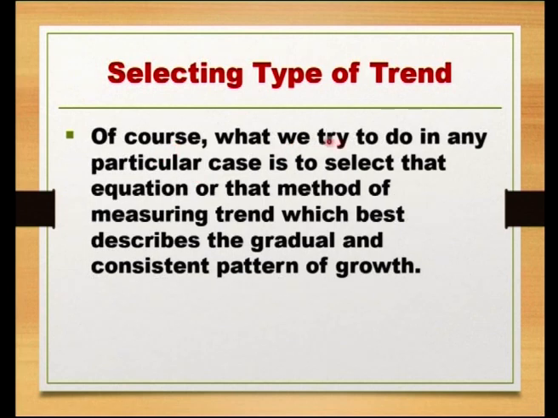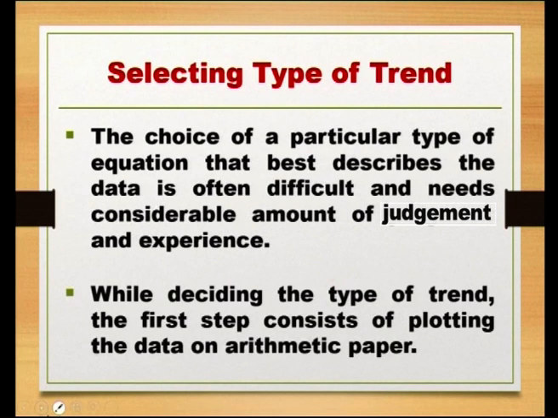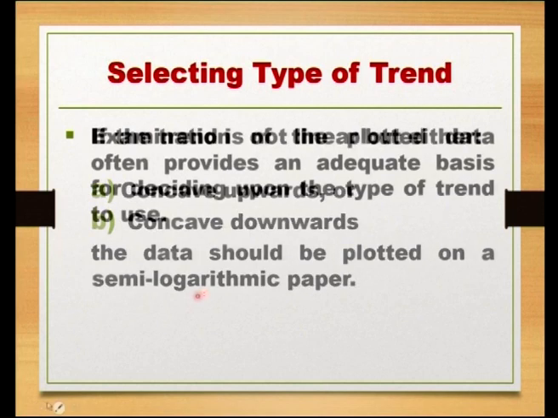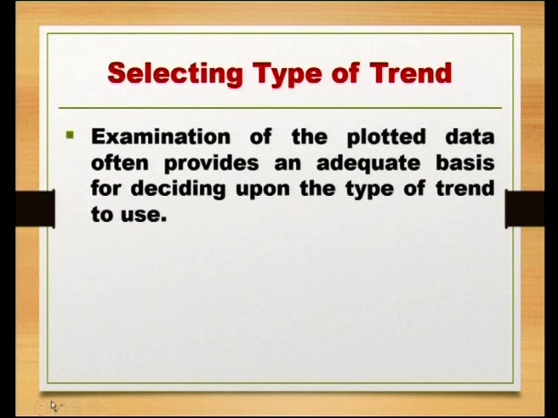Of course, what we try to do in any particular case is to select that equation or that method of measuring trend which best describes the gradual and consistent pattern of growth. The choice of a particular type of equation that best describes is often difficult and needs considerable judgment and experience. While deciding the type of trend, the first step consists of plotting the data on arithmetic paper. If the trend is not linear but either concave upwards or concave downwards, the data should be plotted on semi-logarithmic paper instead of arithmetic paper. Examination of the plotted data often provides an adequate basis for deciding upon the type of trend to use.